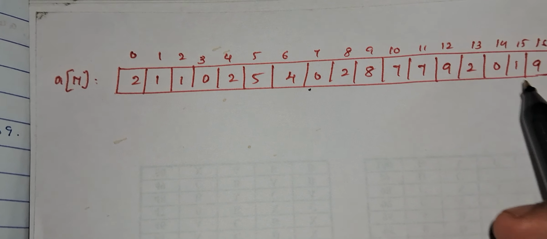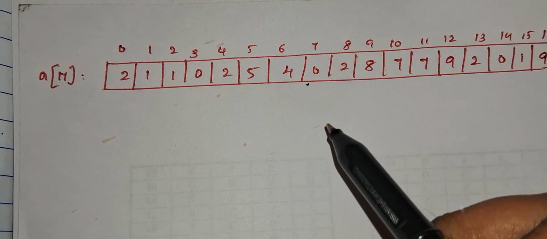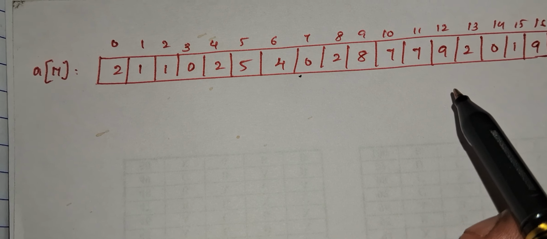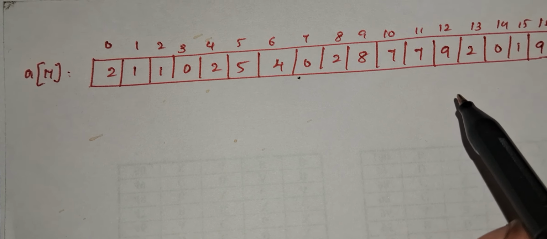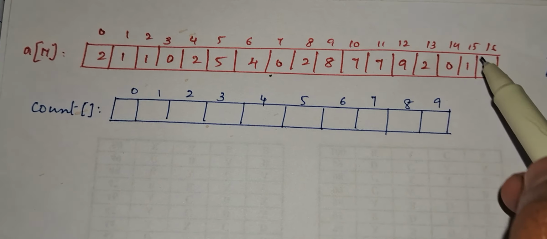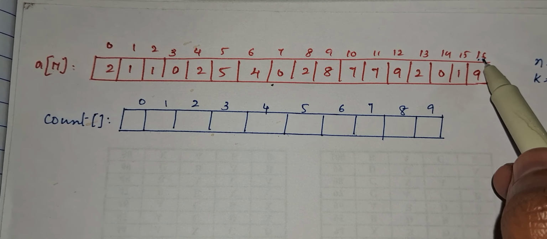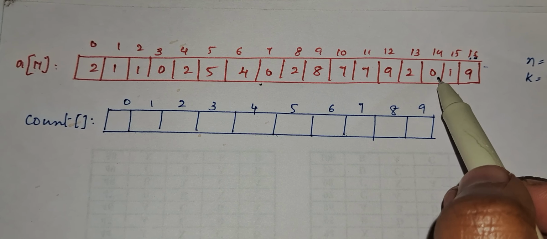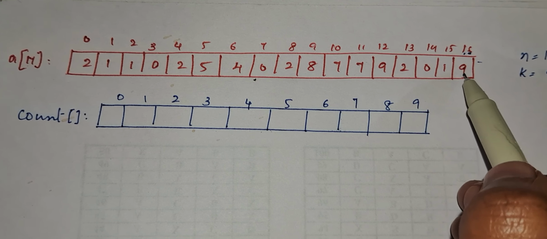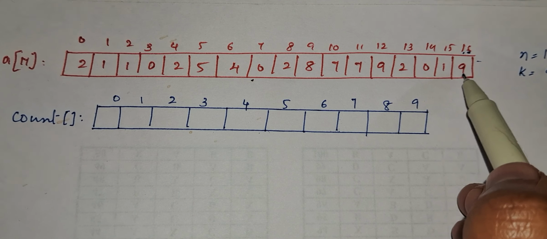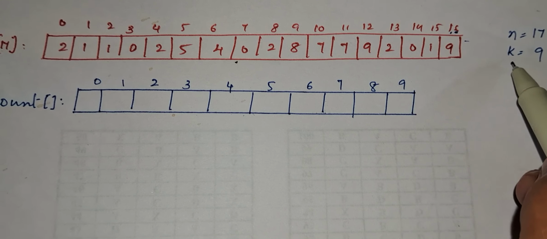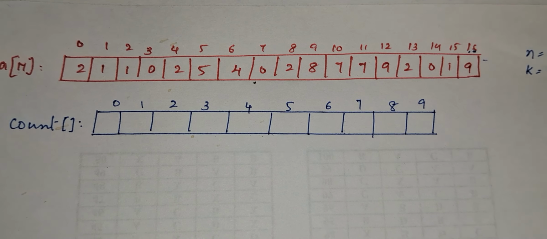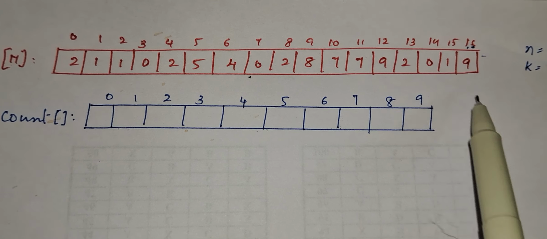This is our array A, and we are going to perform counting sort on these array elements. In order to perform counting sort, we should create a count array. How many elements are there in this array? 17 elements. 0 to 16 means 17 elements, and the smallest element is 0 and the largest element is 9. So k means the range of the elements. Here k equals 9, that is 0 to 9. So in the count array also the indices vary from 0 to 9.